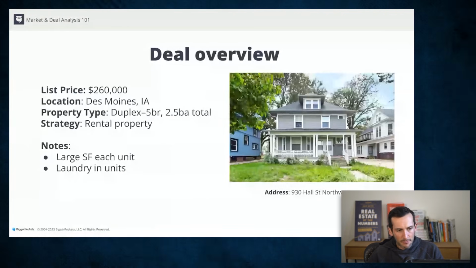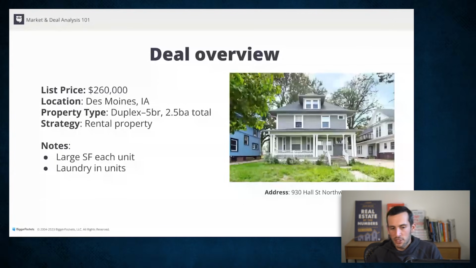My strategy, just theoretically, guys, and just so you know, I don't know anything really about this property. I just found the listing on the website. I'm just using this as an example to show you how to do it. But theoretically, I'm going to use a rental property strategy. And some things I liked about the listing is that each unit is pretty big. They're more than 1,500 square feet each. So that's really nice. There's laundry in units. That's a real benefit to a lot of tenants. So that's what we're going to be looking at.